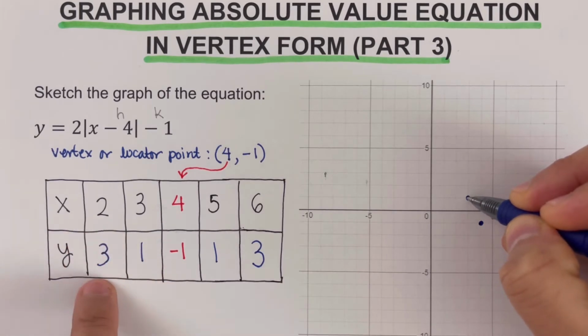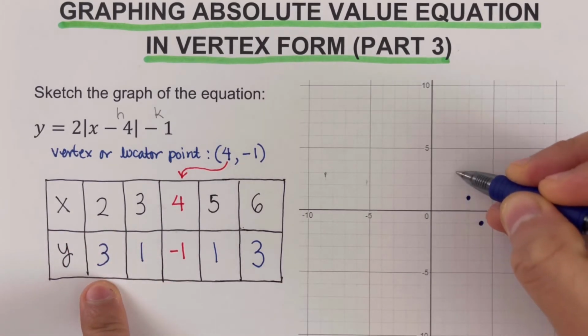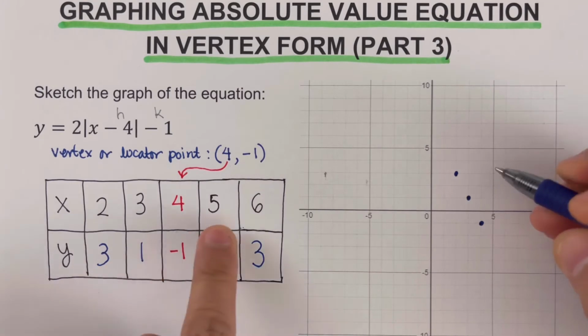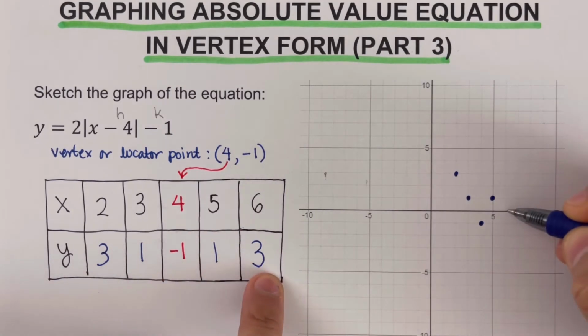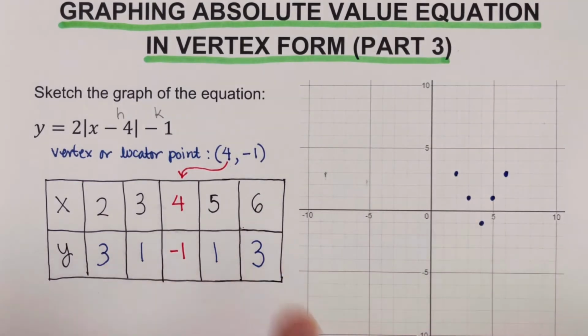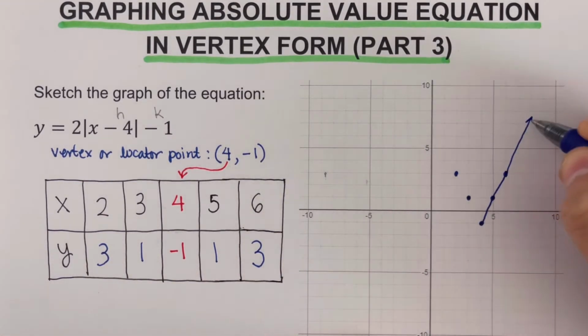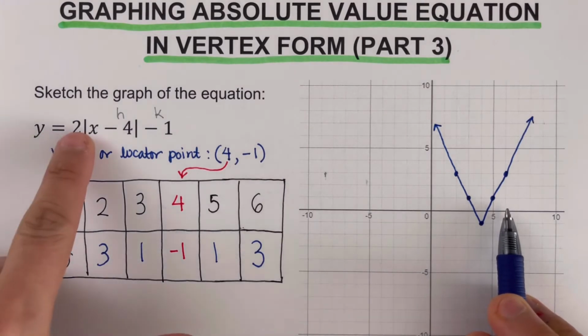And then 2 goes to 3, so it's going to go up to 3 up here. And then 5 is going to go to 1. And then 6 is going to go to 3. So I'm going to go ahead and sketch the graph here. So this is the graph of this equation that we have right here.